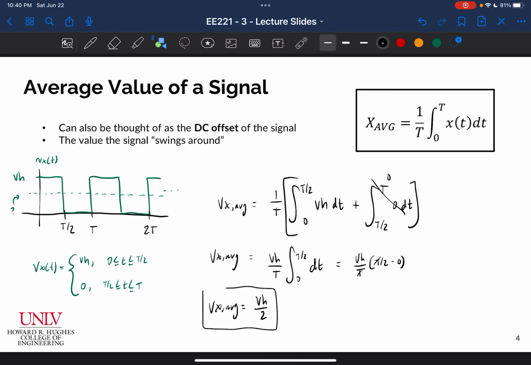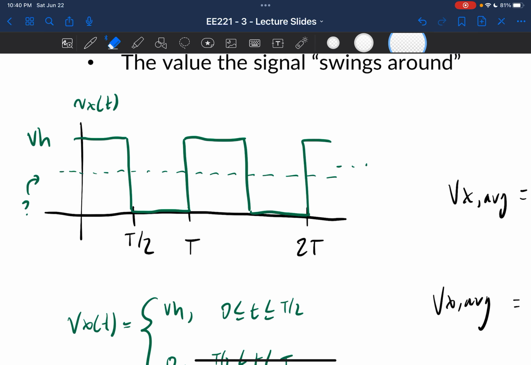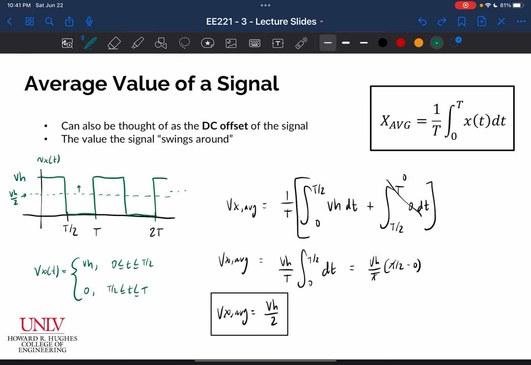Okay, so that's pretty straightforward. So I found that the average value of a 50% duty cycle square wave is Vh over 2, which maybe you could have guessed. And obviously, if I were to increase the duty cycle of this signal, then the average value would increase all the way until the duty cycle is 100%. And when the duty cycle is 100%, then we just have a DC signal whose average value is the value itself because it's DC, right? And so that's kind of the neat thing about finding average values of signals. It's very important. It's very useful in power electronics and power analysis in general.